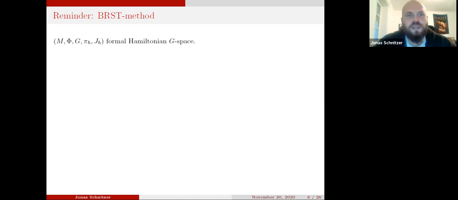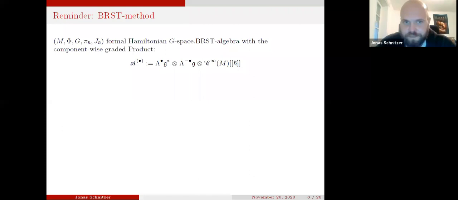Okay, so you take a formal Hamiltonian G space. So again, this is group action plus formal Poisson plus formal moment map. And you take a look at the following algebra with the obvious product, the tensor-wise product. So it's the exterior algebra of the dual of the Lie algebra and the exterior algebra of the Lie algebra itself, but with negative degrees, and the smooth functions, and then formal power series over that.